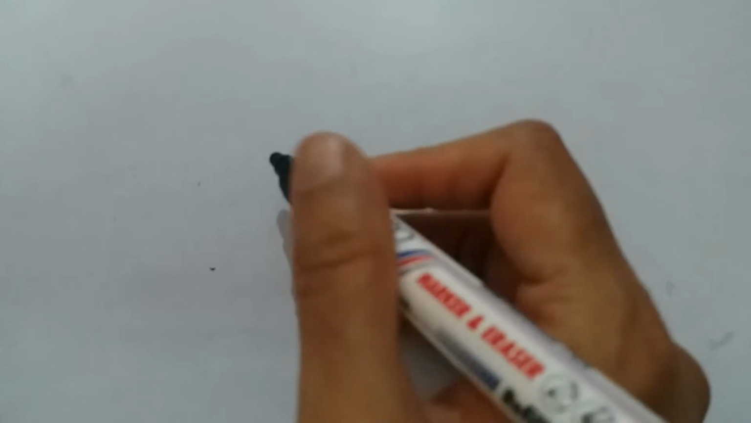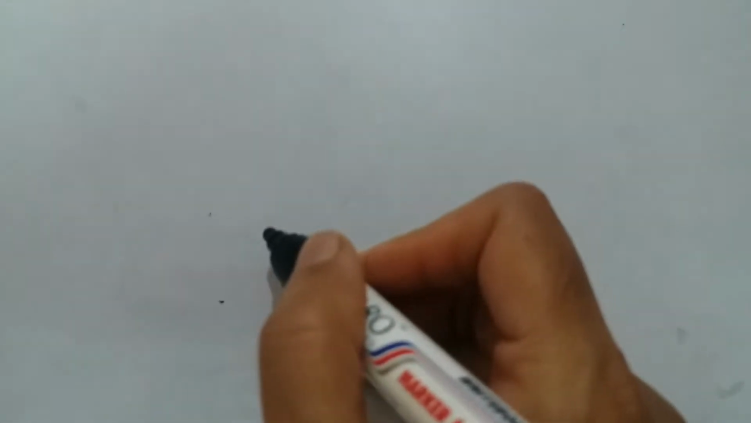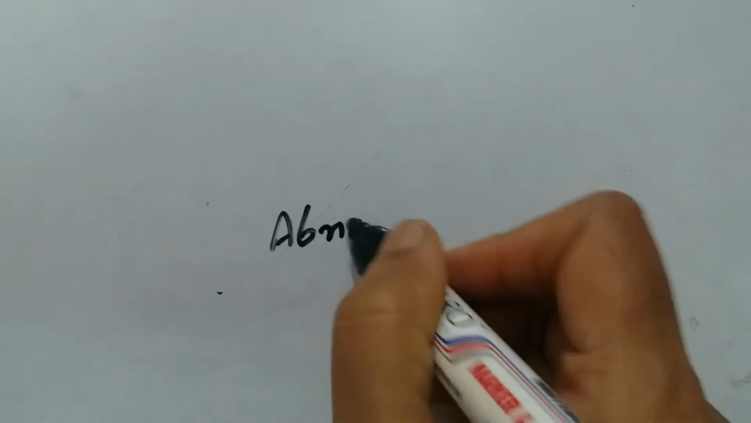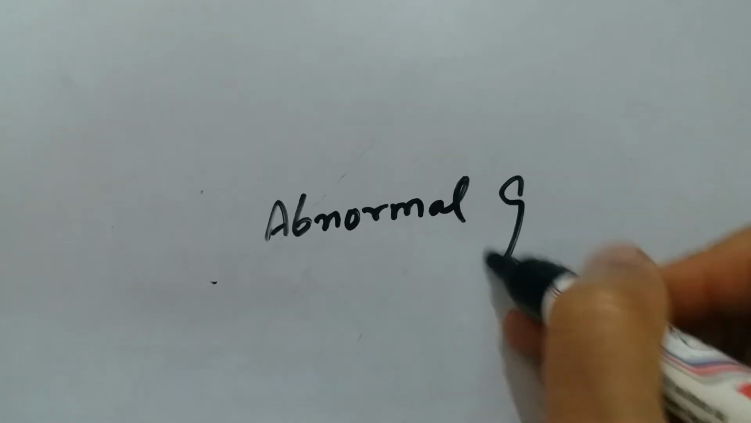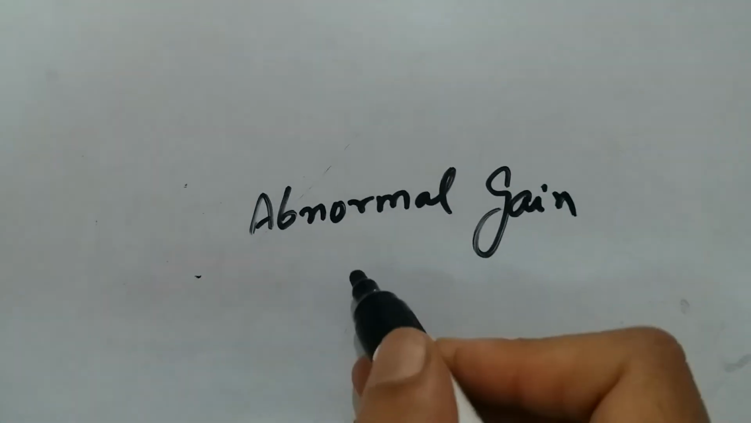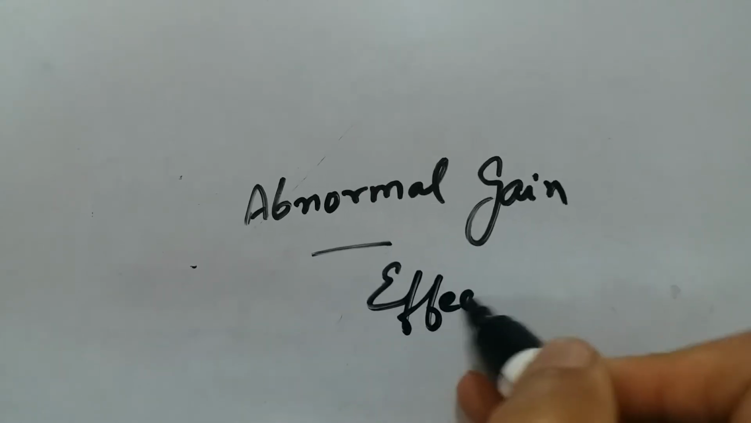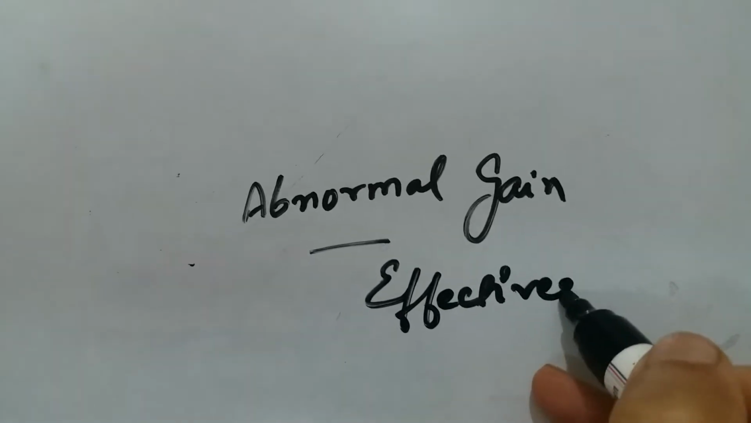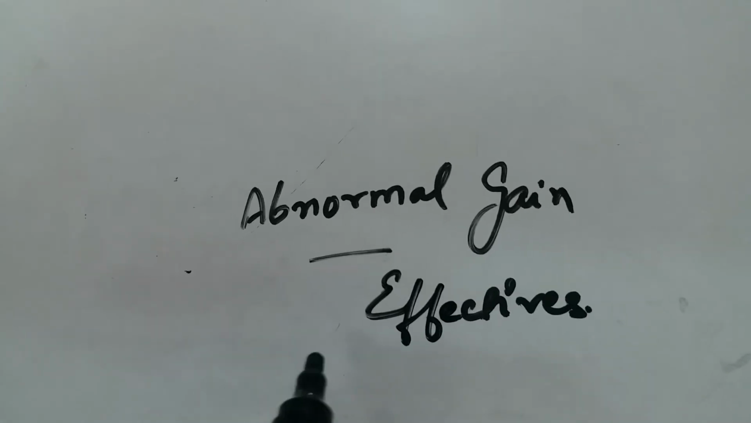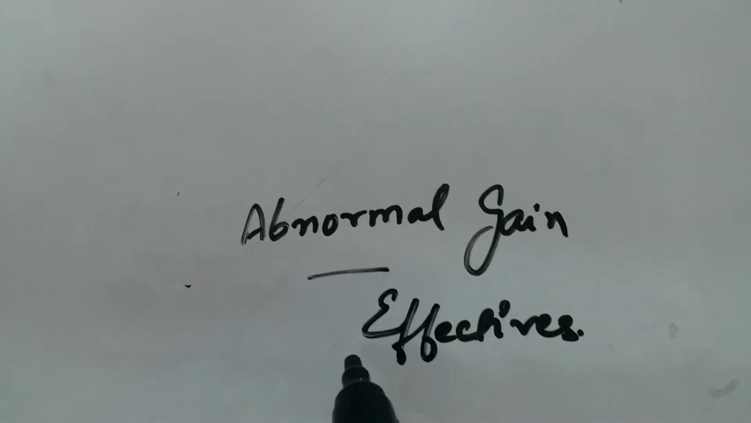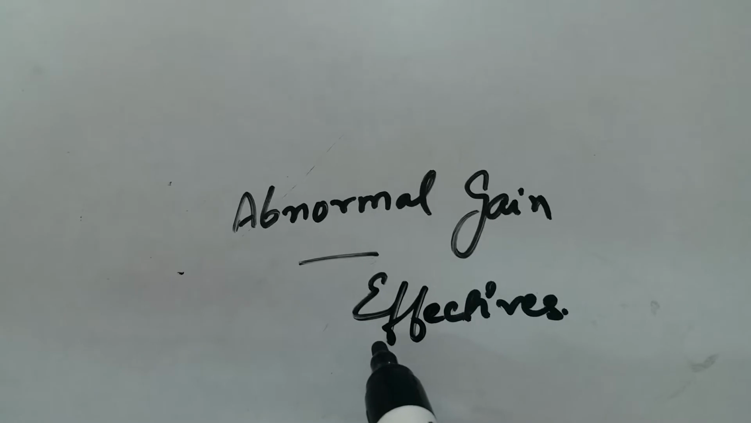Good morning, dear students. Today we'll be doing the next aspect in process costing, that is abnormal gain, or it can also be called abnormal effectives. So, what is this abnormal gain and how does it arise in process cost accounts?